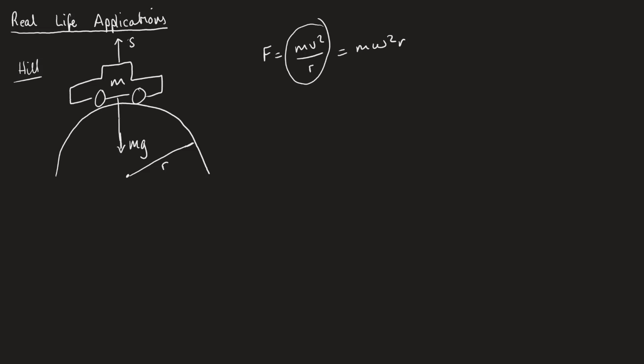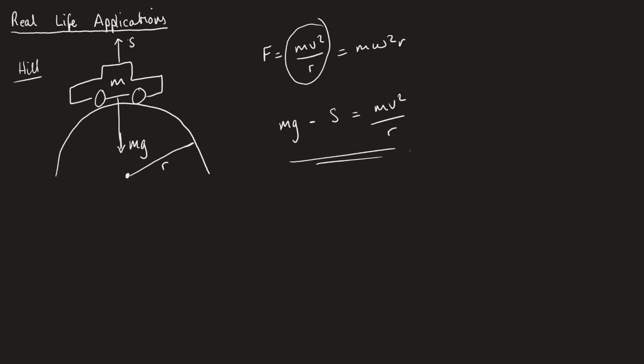And what this means is, since we know our overall force has to point towards the center, the weight force has to be bigger than S. So that means mg minus S must be the correct expression for the centripetal force. So this would be an example equation for resolving forces on top of a hill.